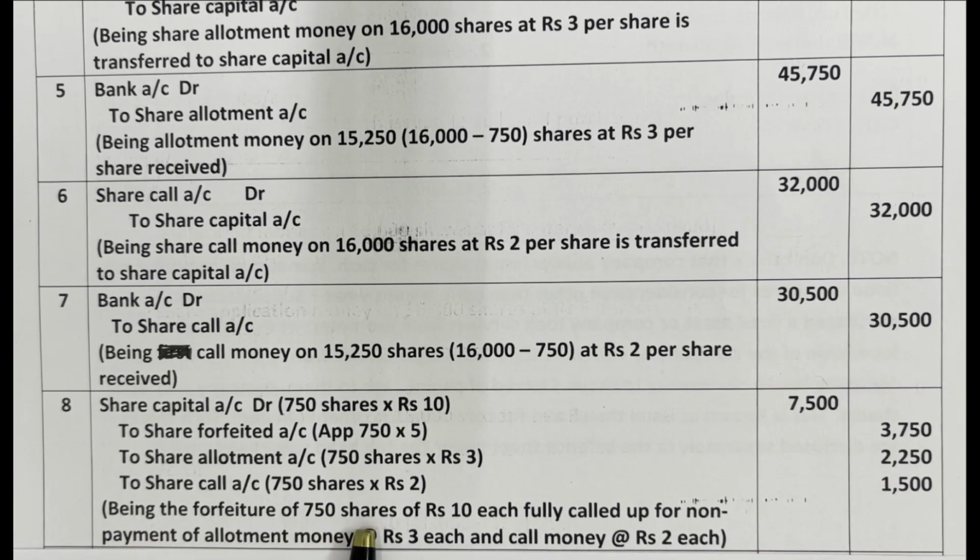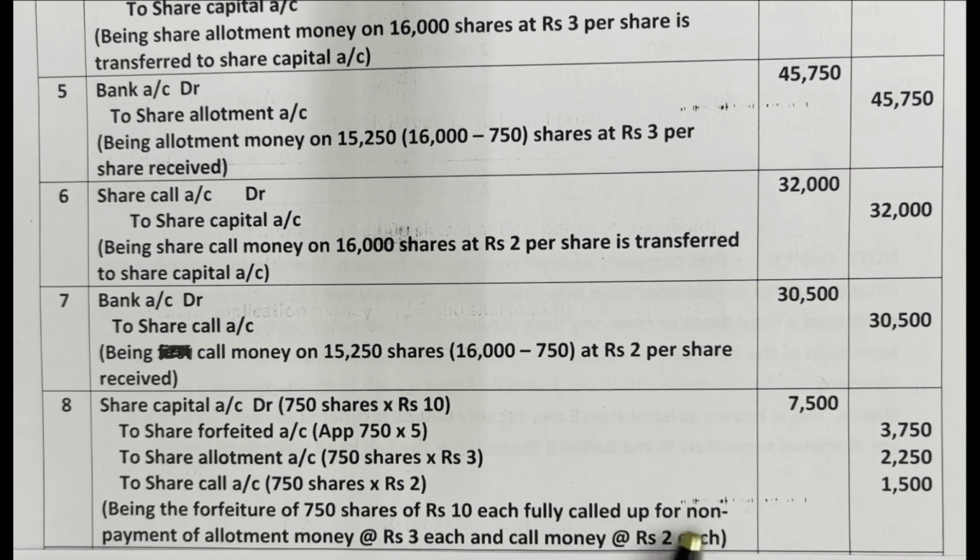Being the forfeiture of 750 shares of 10 rupees each fully called up for non-payment of allotment money at the rate of 3 rupees each and call money at the rate of 2 rupees each.